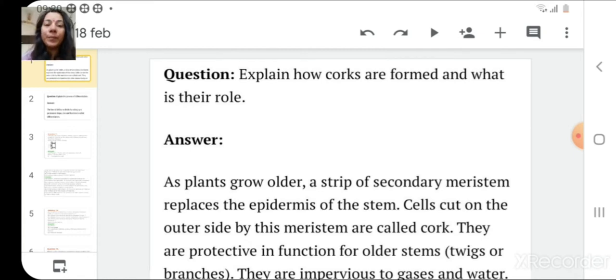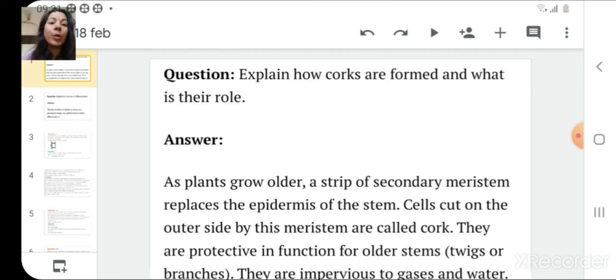So let us begin. The first question here is, explain how corks are formed and what is their role. Children, you all must have observed cork on the stem or the trunk of a huge tree. When you go outside, please observe this, that in huge trees, the trunk is very hard in structure and it has an outer layer which comes out. That is called cork. It is a dead part of the plant. Please, when you are going outside, observe its texture.